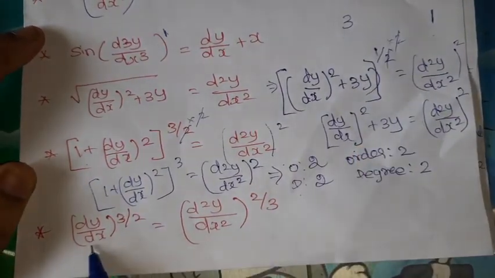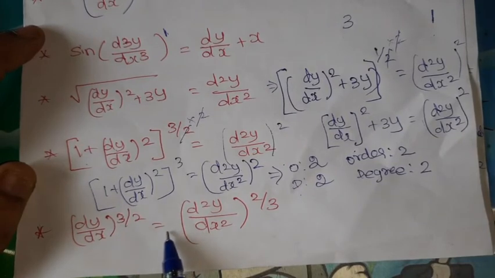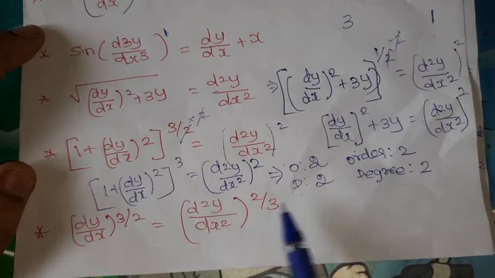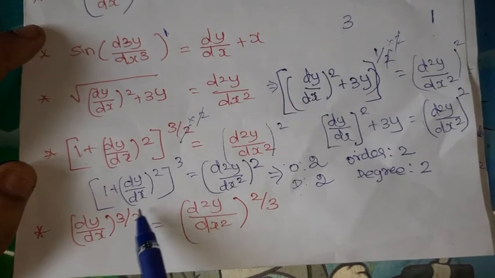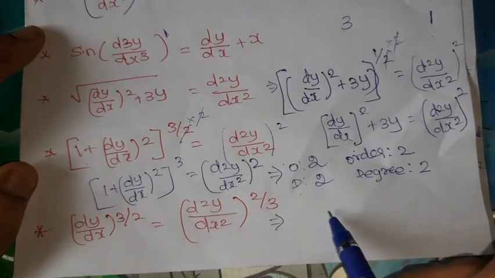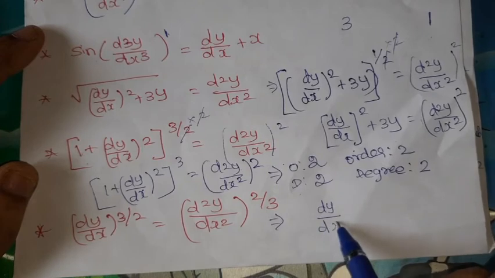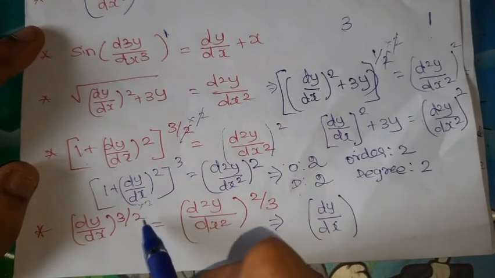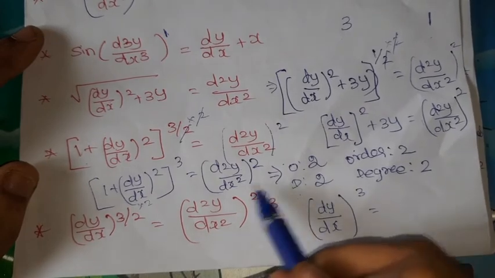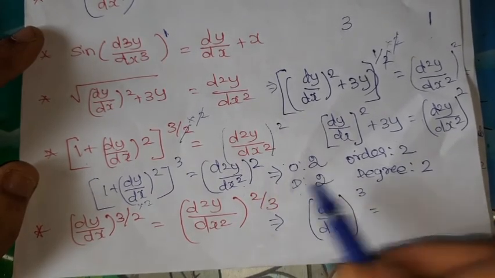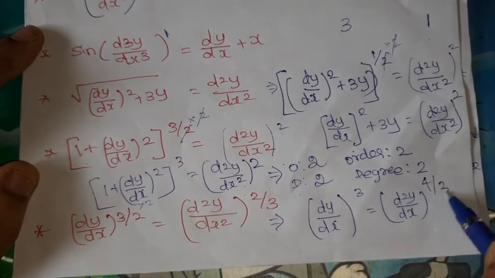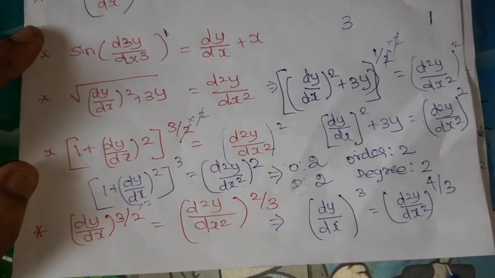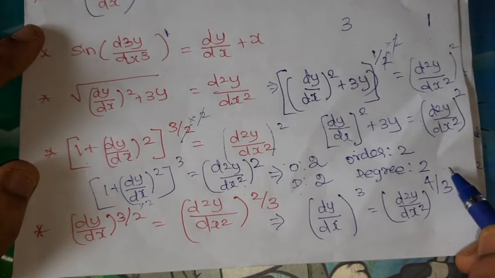What is that? (dy by dx) the whole power 3 by 2 equal to (d squared y by dx squared) whole power 3 by 2. How can we eliminate these fractional powers? Square on both sides. When we square on both sides, what will we get? (dy by dx) squared on both sides is nothing but the whole cube, equal to, when we take the square, power of power we can multiply. So (d squared y by dx squared) whole power 4 by 3. Again we are getting the fractional power. We need to eliminate that. Then take the cube.